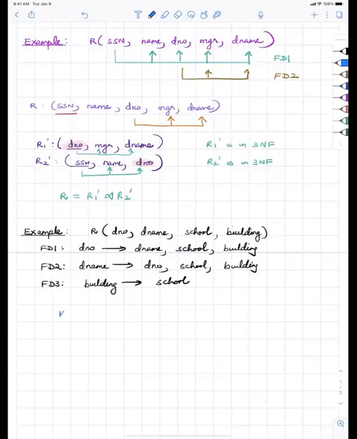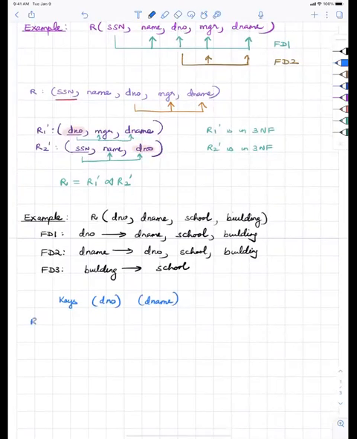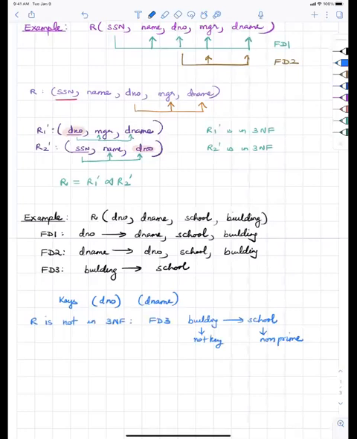Let me just see, the keys are D number and D name. They both are keys for this relation. And R is not in third normal form because you have FD3, which is building determines school. Building is not a key, and school is non-prime. So it's not in third normal form.